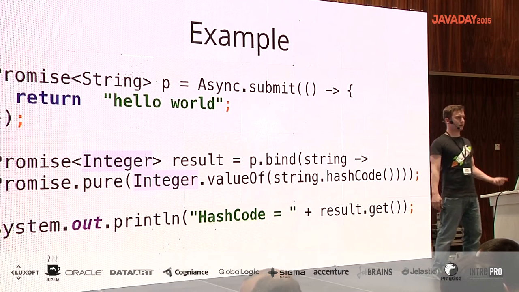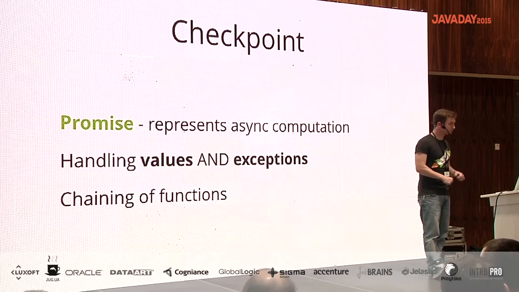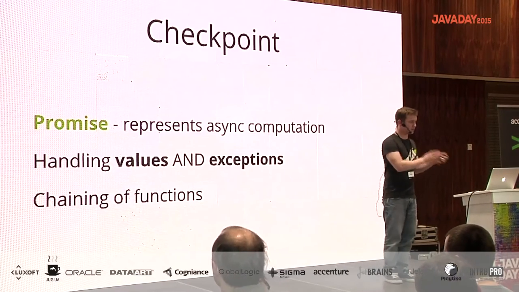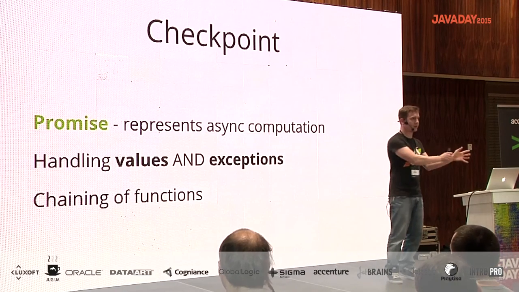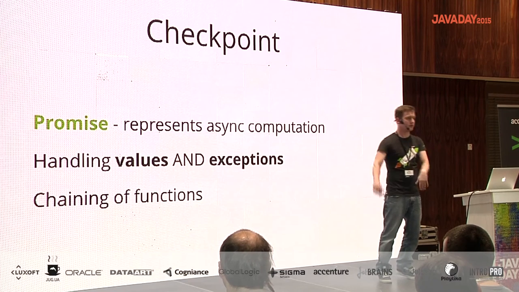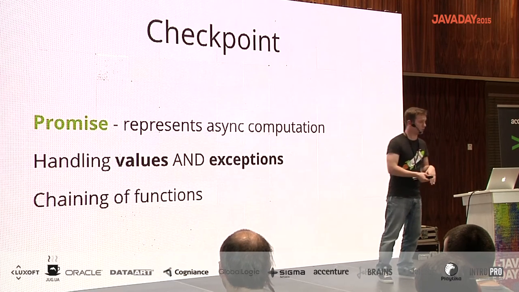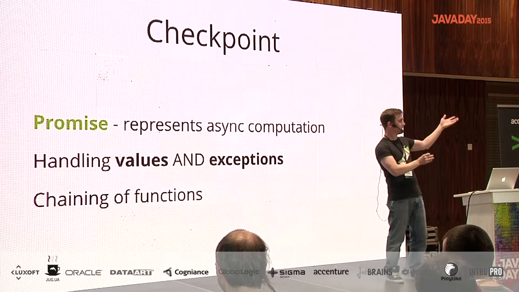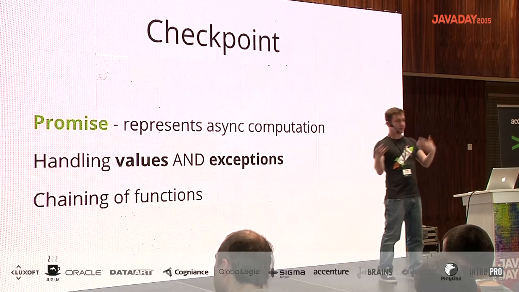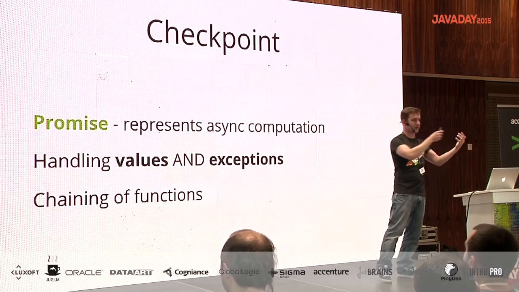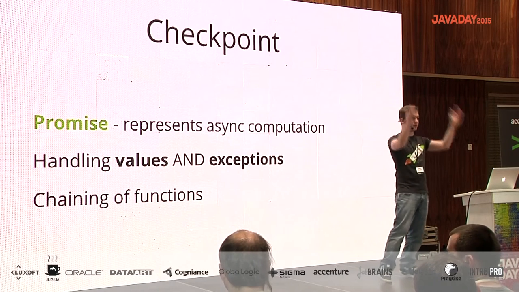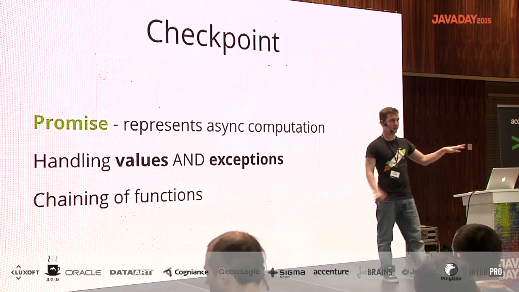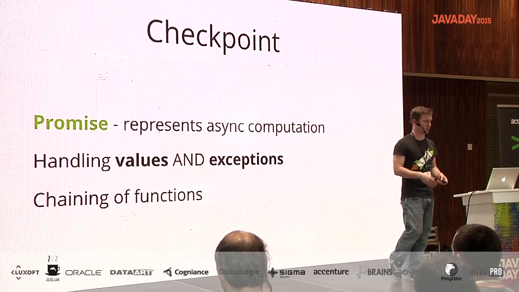So now we got the code working. Here is a checkpoint, to understand if you're still with me. Hopefully you are. Up to this point, we said that we want to solve a callback hell problem. We want to derive a monad, and we created a promise, the type that represents asynchronous computation that satisfies the interface for monads that we declared. It will be able to handle both values and exceptions because we operate in a straightforward manner, and it supports chaining and functions. So this is what we did so far, and I hope people are on board with this.